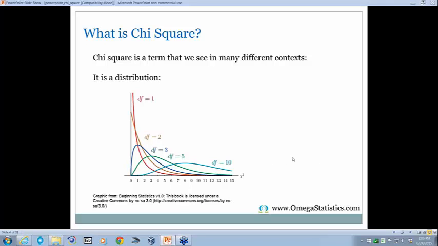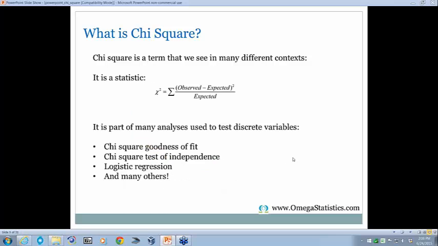And the reason is because it uses discrete count variables. And so you start at 0 and go up. So it is different from a normal distribution in that sense. Normal distributions go from negative infinity to infinity. This one just goes from 0 to infinity. Let's see, it's also a term we see in many different contexts, such as a statistic. Here's a simple one whenever we're doing the goodness of fit, which will be the first test that we cover today. And it's just you sum up all your observed minus your expected, you square it, divide it by the expected.